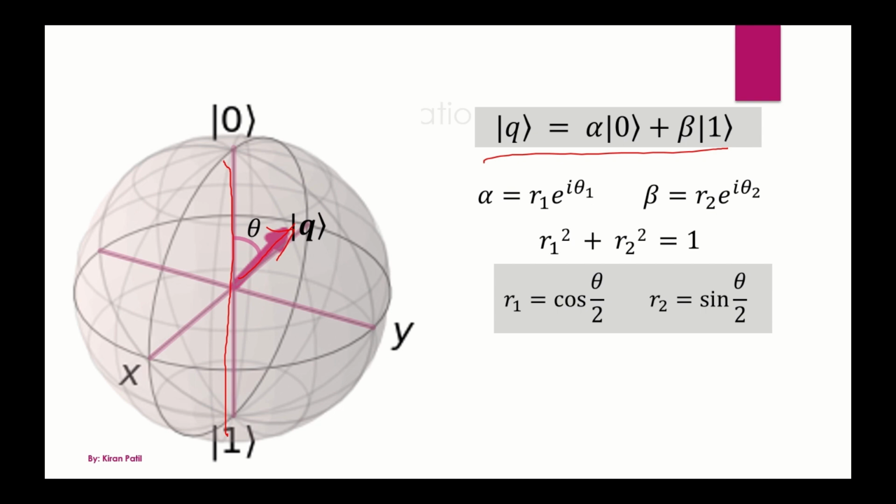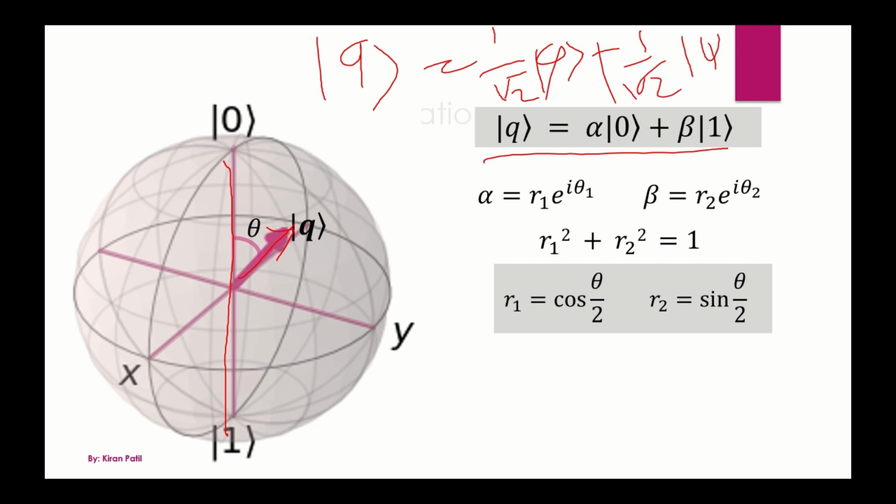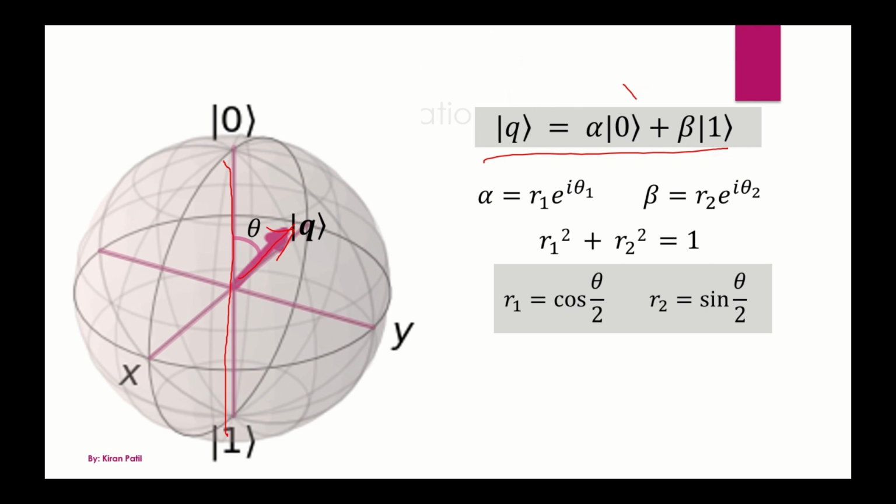If I want to write, suppose I take another example, qubit q is equal to 1 by root 2 ket phi plus 1 by root 2 ket psi. What it means is that I am calculating the qubit on the basis of phi and psi, right? So this is all about the qubit.